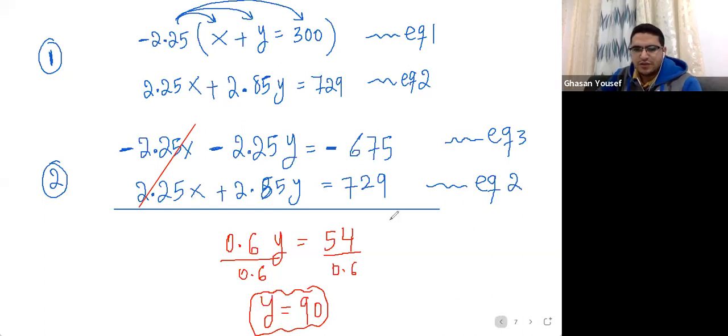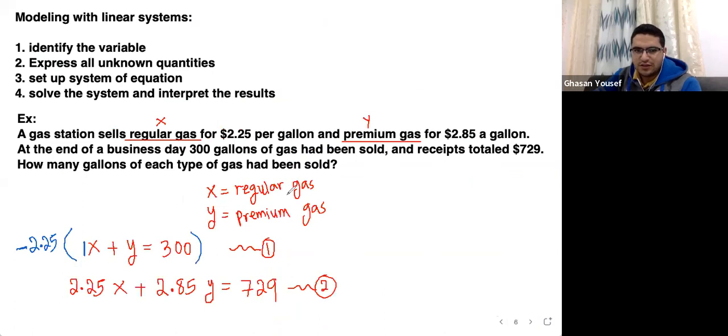Okay, so this gas station sold that day 90 gallons of premium gas, and they sold 210 of regular gas. That's why they got $729 that day, and also they sold 300 gallons total: 210 gallons of regular gas and 90 gallons of premium gas.